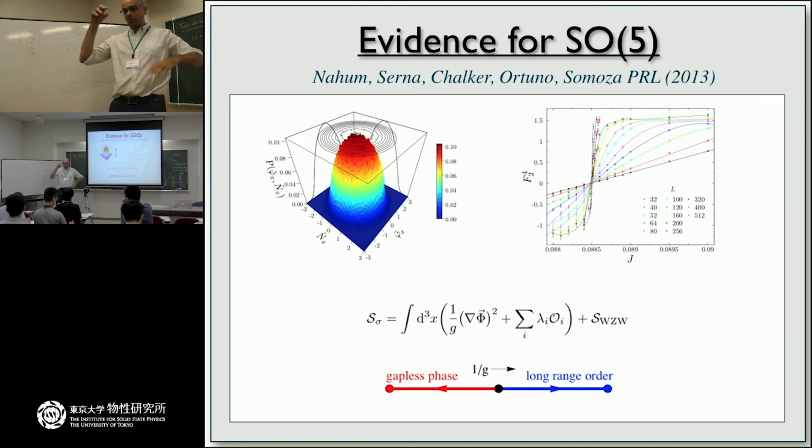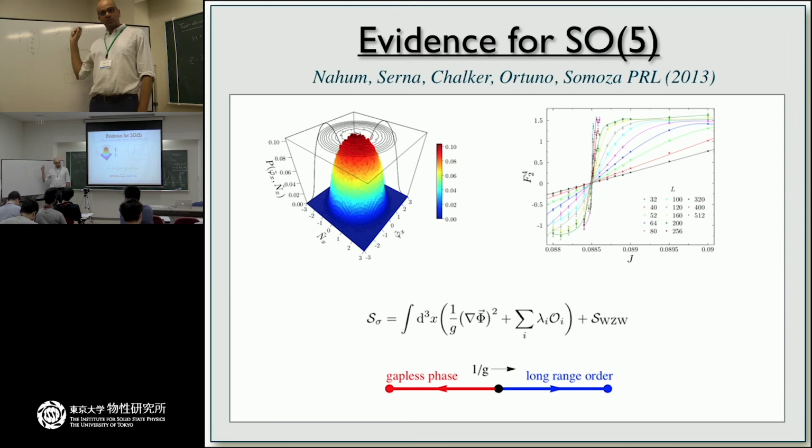The question is how many relevant and irrelevant operators there are. If they're just the right number, then you could get the emergent symmetry.